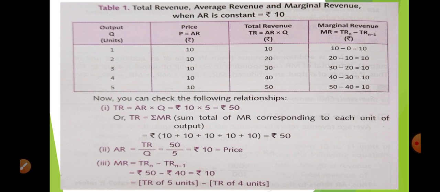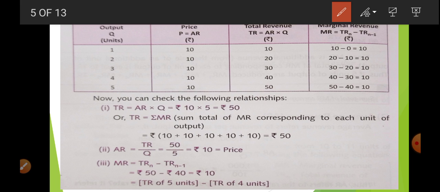Now here you can see that price is constant, AR or price, both are the same thing. So price or per unit revenue is what? 10 rupees. Per unit revenue is 10 rupees. In this condition, this is the output that is produced and this is the price, our average revenue, because we had considered that there is no change in the price. All units are sold at the same price, all the 5 units are sold at the price of 10 rupees per unit.